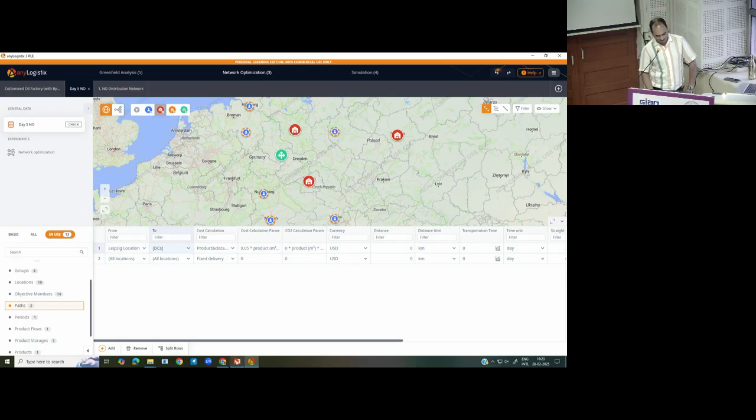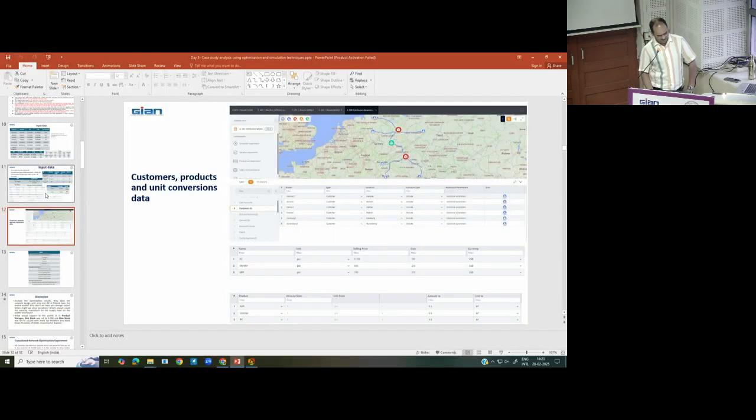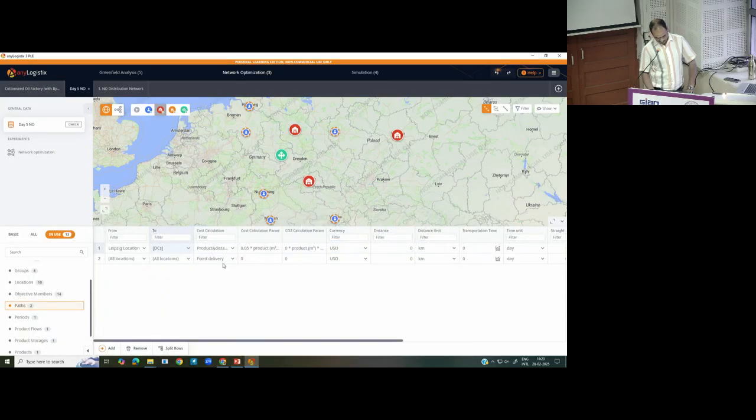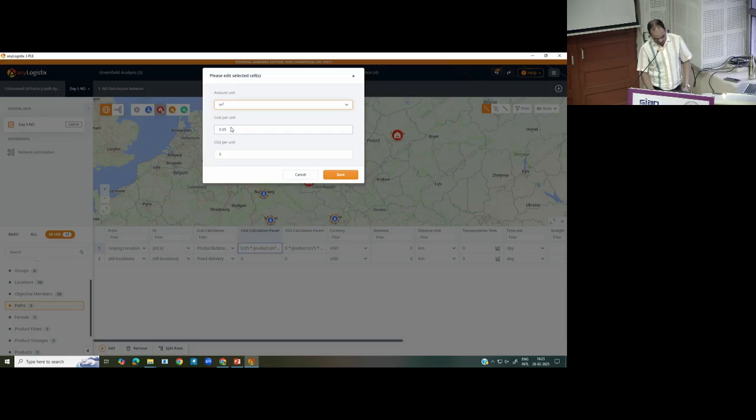And then what is our unit? Product and distance base, am I right? What is that cost? Product and distance base, 1 USD per meter cubic. Product and distance base, and I am saying 1.